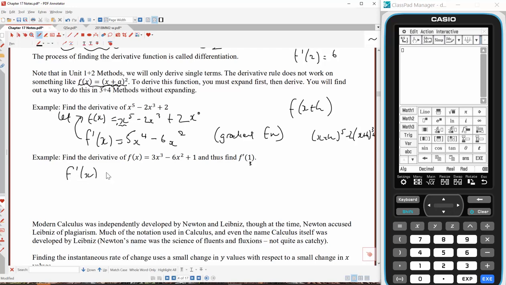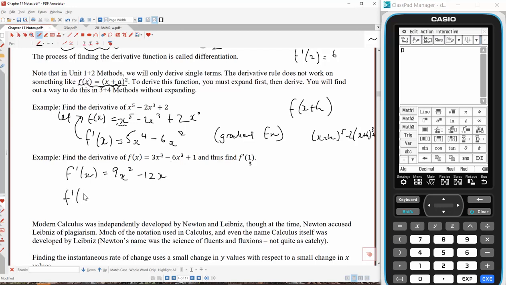Sure, I can. f dash x equals 3 multiplied by 3 is equal to 9 x, reduce the power. 2 multiplied by negative 6 is negative 12 x, reduce the power, that's a power 1 or just 1. Constant chops out, so we're left with that. So there's f dash x for first mark.